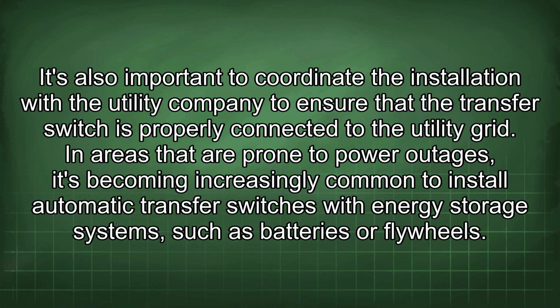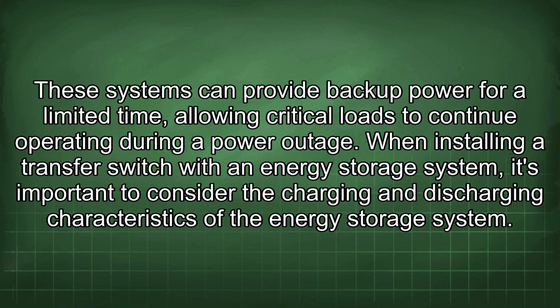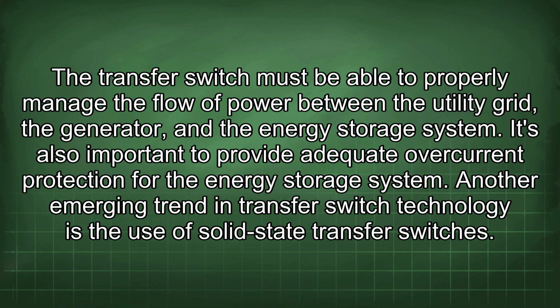In areas that are prone to power outages, it's becoming increasingly common to install automatic transfer switches with energy storage systems such as batteries or flywheels. These systems can provide backup power for a limited time, allowing critical loads to continue operating during a power outage. When installing a transfer switch with an energy storage system, it's important to consider the charging and discharging characteristics of the energy storage system. The transfer switch must be able to properly manage the flow of power between the utility grid, the generator, and the energy storage system. It's also important to provide adequate overcurrent protection for the energy storage system.